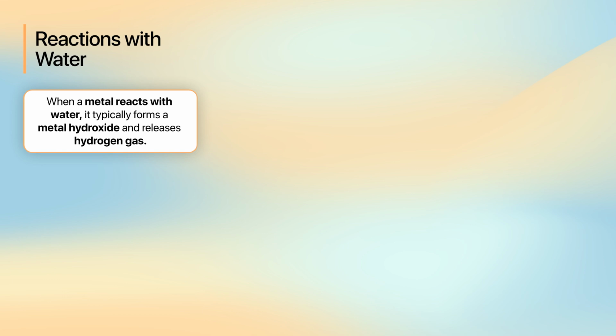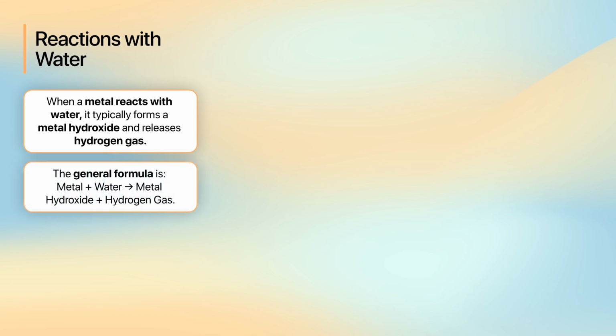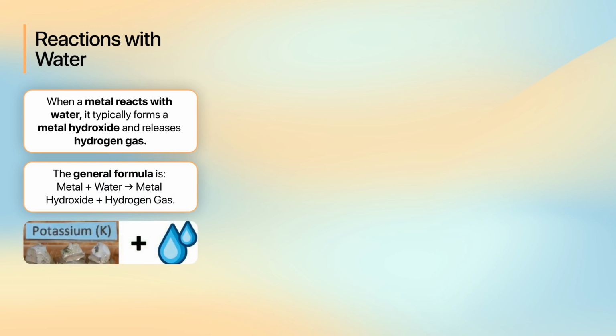In today's lesson, we delved into the reactions between metals and water or dilute acids, focusing on how these reactions produce hydrogen gas and how the reactivity of metals influences these reactions. We started by understanding that metals reacting with water typically form metal hydroxides and hydrogen gas, demonstrated using the example of potassium reacting with water.